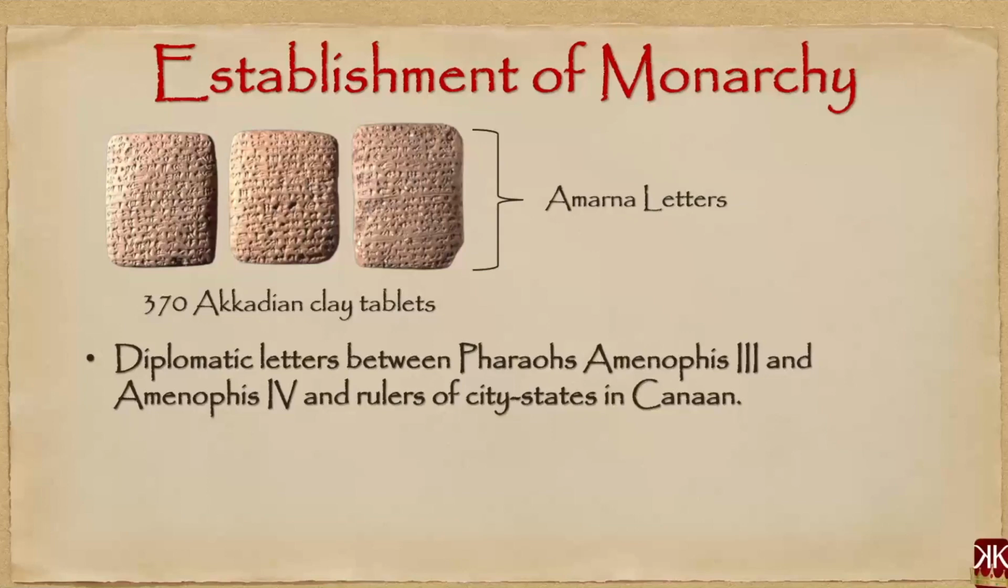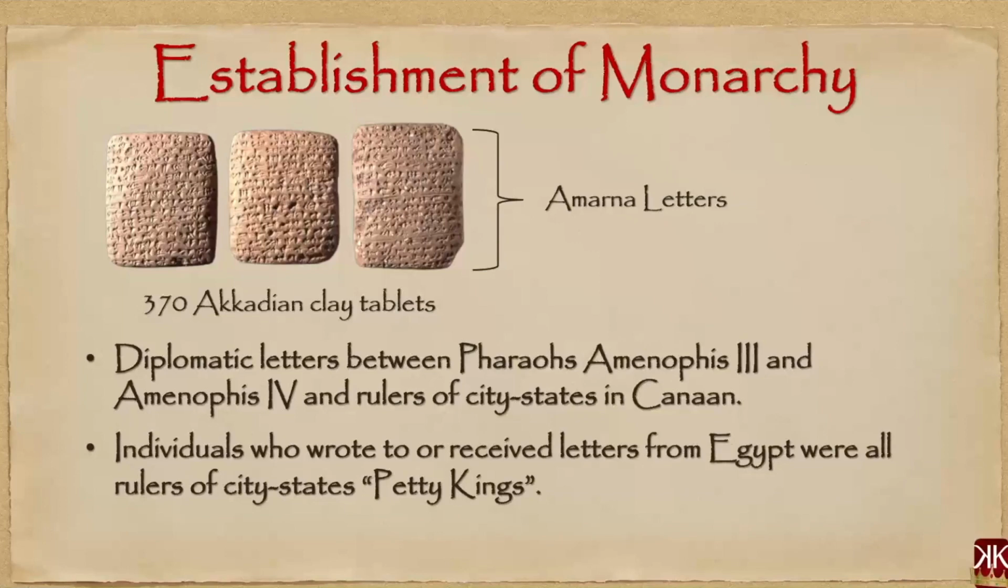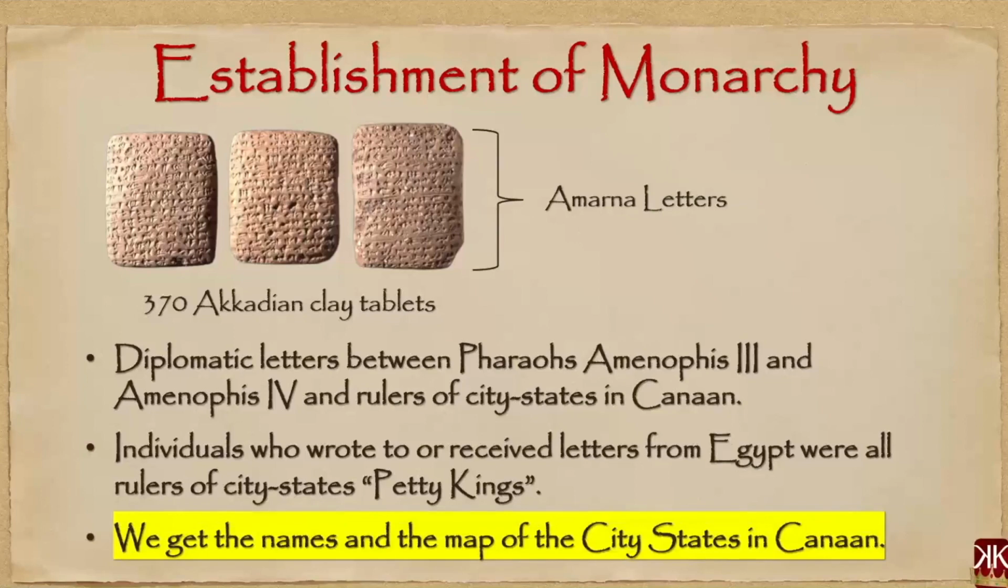The individuals who wrote to or received these letters from Egypt were all rulers of city-states. I like calling them petty kings. They were kings, but they were petty, small kings. And in their letters, we even get the names of the city-states and the territorial map of late Bronze Age Canaan, which is extremely important.